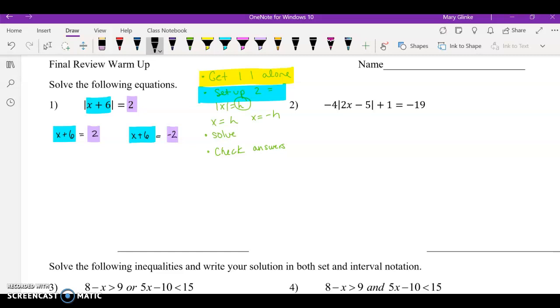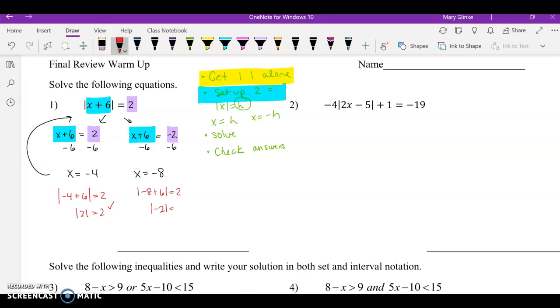Then step 3 says solve each equation. So now that we have these two equations, we're going to subtract 6 for both of them, and we're going to get x equals -4 and x equals -8. We're going to check our answers by plugging them back in. When we do that, we have the absolute value of -4 plus 6 equals 2, and that ends up being true. The absolute value of 2 is 2. When we plug in -8, we get the absolute value of -2 is 2, which is also true.